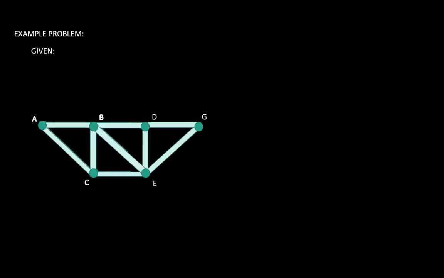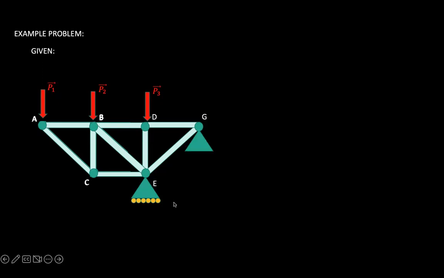So our given information, we start with a truss that looks like this, a truss of members and joints. We have three forces acting on the joints, because this is a simple truss construction: force 1, force 2, and force 3. We have a roller acting on E, and then a pin acting on G. We want to find the force in the member BD, this member over here.